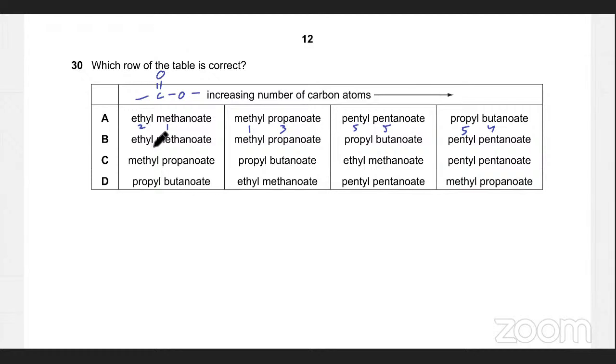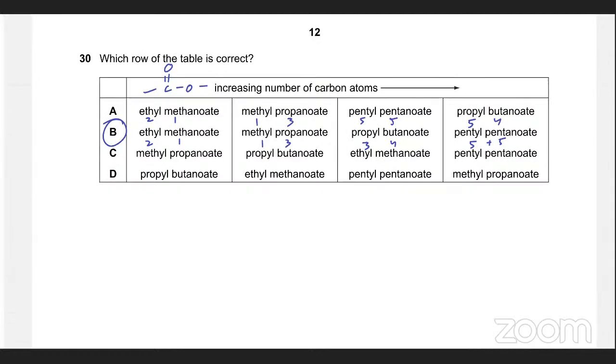So what about B? It's 2 plus 1, 1 plus 3, so that's increasing, 3 plus 4, and 5 plus 5. So B is correct. It is increasing. It's 3, then 4, 7, and 10. Okay, is this also clear? Yes. Yes, sir.